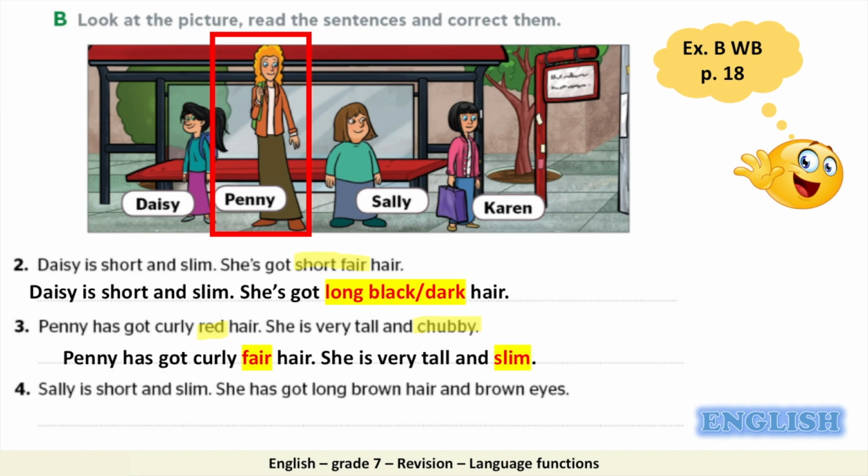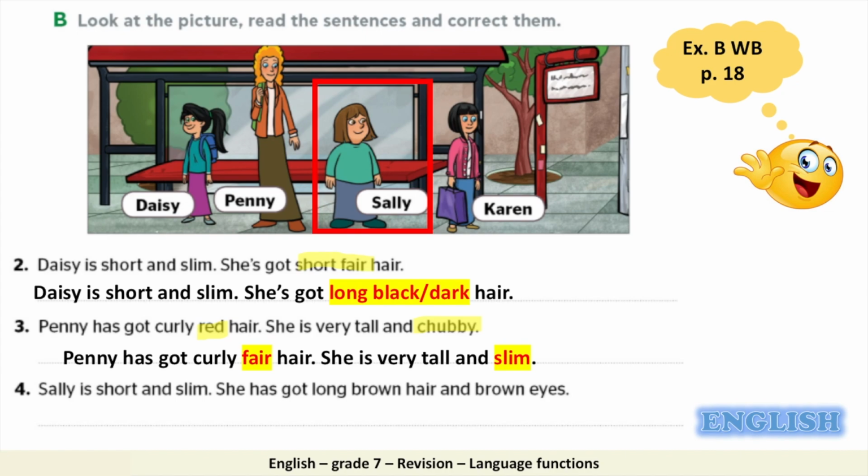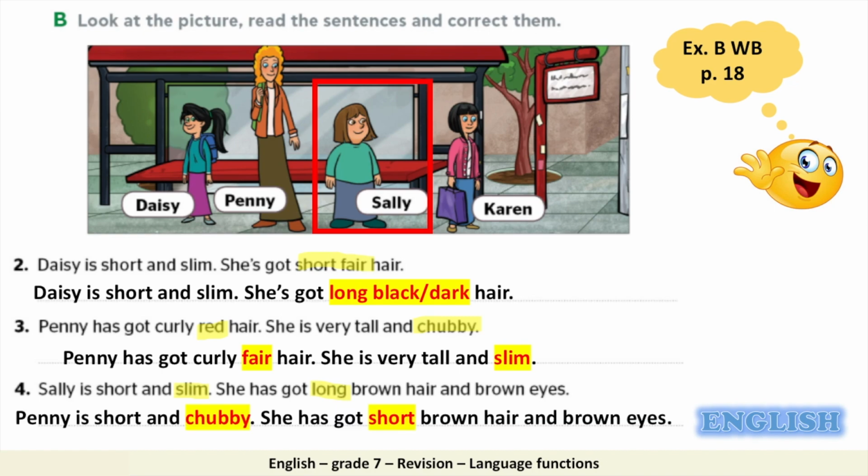Finally, number 4. Sally is short and slim. She has got long brown hair and brown eyes. Again, look at the picture. And as you can see from the picture, Sally is not really slim. And she hasn't got long hair. So if you answered Sally is short and chubby, she has got short brown hair and brown eyes, then you are correct.